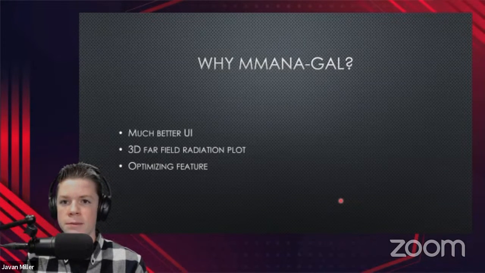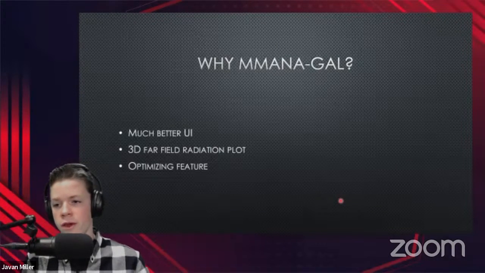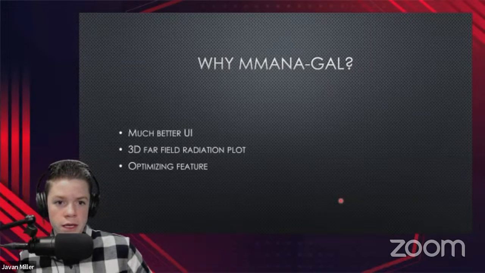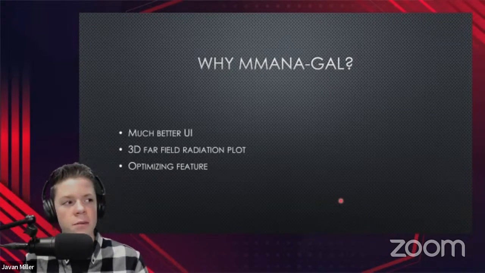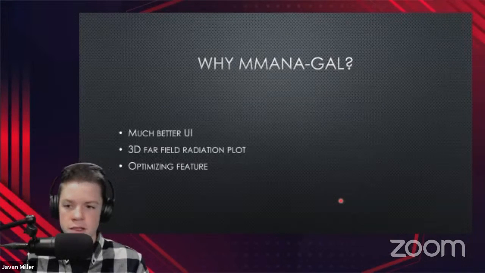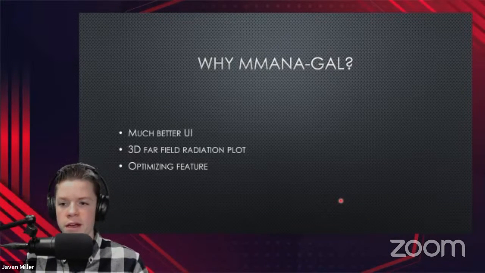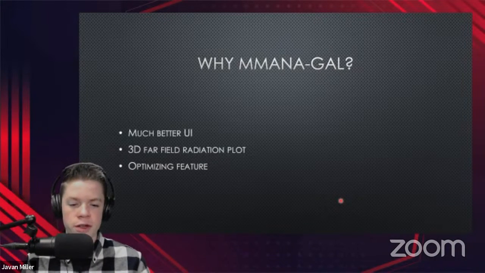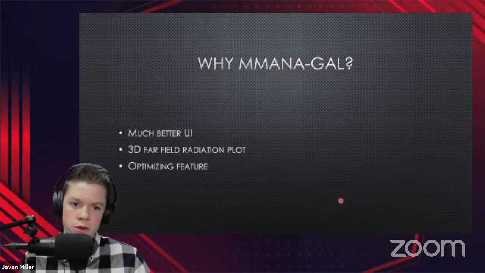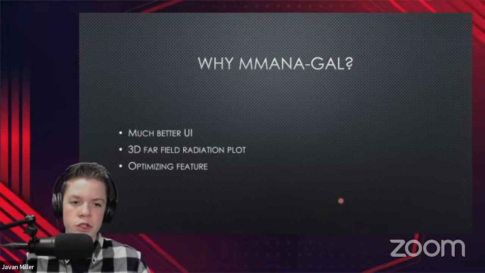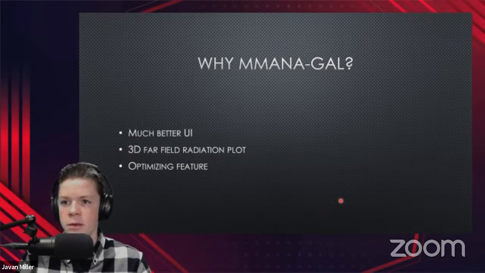And then also there's an optimizing feature as well, and we'll be looking at this a little bit deeper later on. But basically what it does is you can tell it to optimize for a specific element, like SWR or gain or something, and it'll adjust a portion of the antenna, whether it be the wire length or height above ground, to optimize the antenna for, say, SWR.